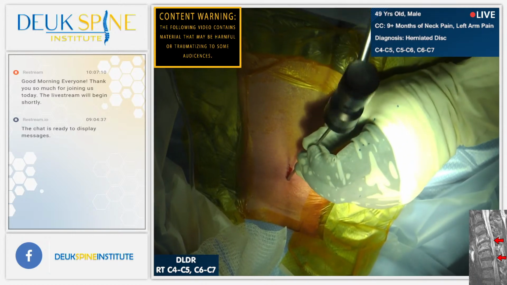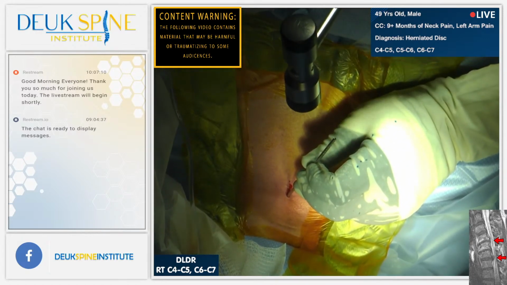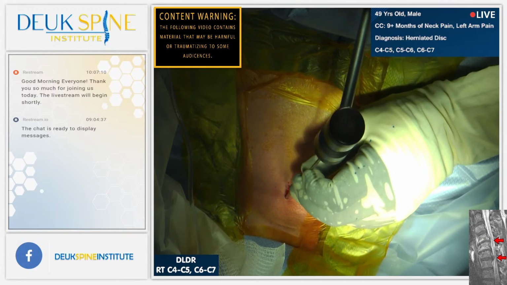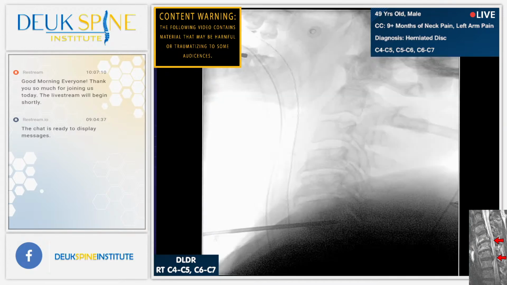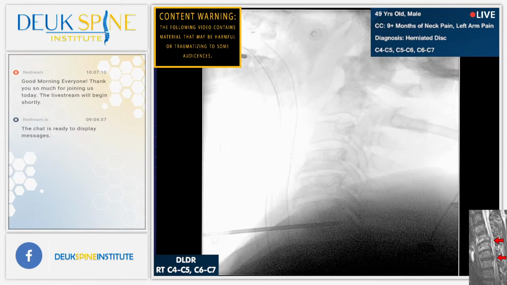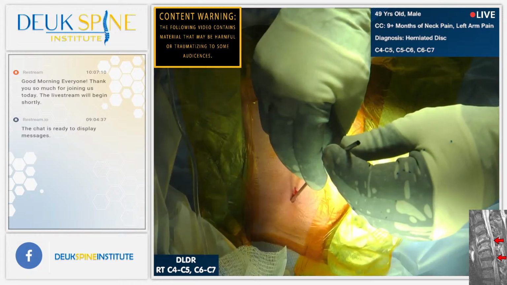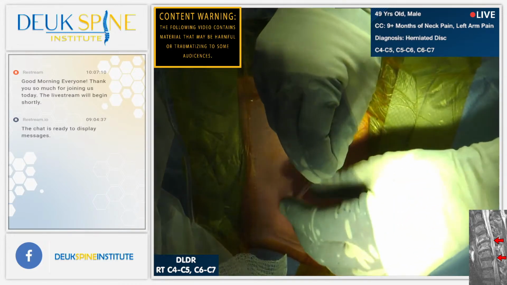Welcome back. We are now entering the C6-7 disc. This is where the largest herniation is, C6-7, off to the patient's left. It's huge. Good. All right, let me have the tube. Quickly, the tube. All right, we're going to do the entire surgery through this small 4mm tube. This is as minimally invasive as spine surgery can get.